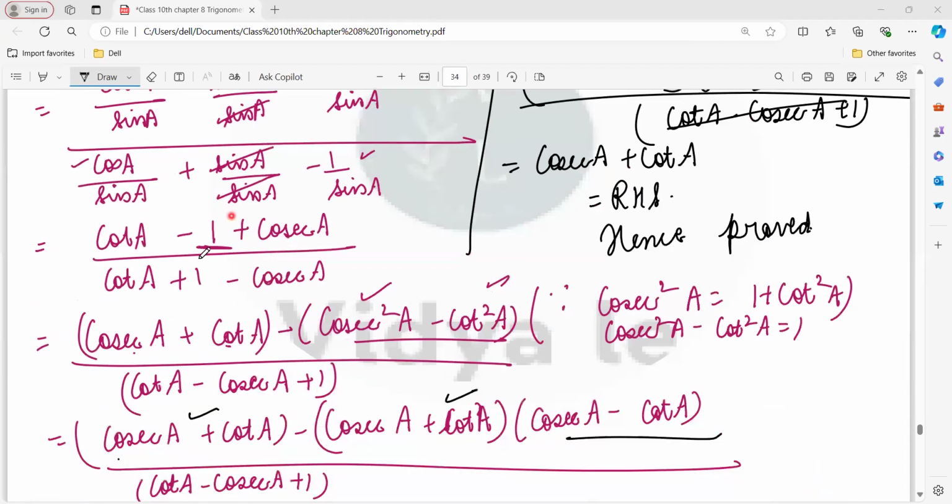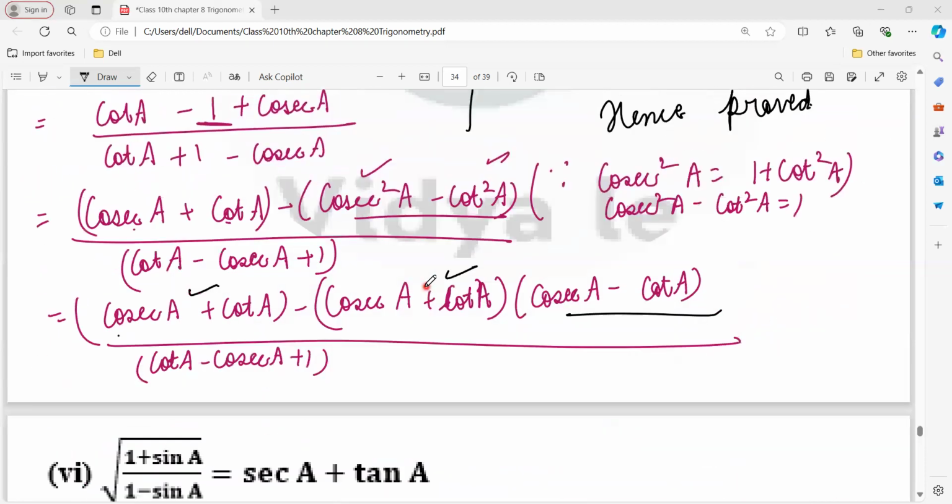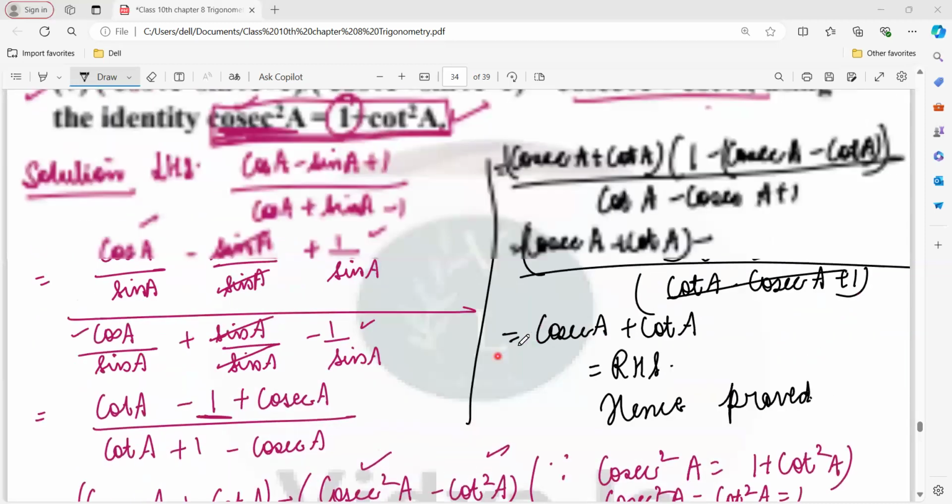So, instead of 1, we have substituted the value of 1 using that identity, which is cosecant square A minus cot square A. Now, this is again A square minus B square, which is equal to A plus B into A minus B. Now we have two terms. Out of the two terms, we can take one term common, which is cosecant A plus cot A. So we have taken it out, and in the left term we got 1, and on the right side we got cosecant A minus cot A. And in the denominator we have cot A minus cosecant A plus 1.